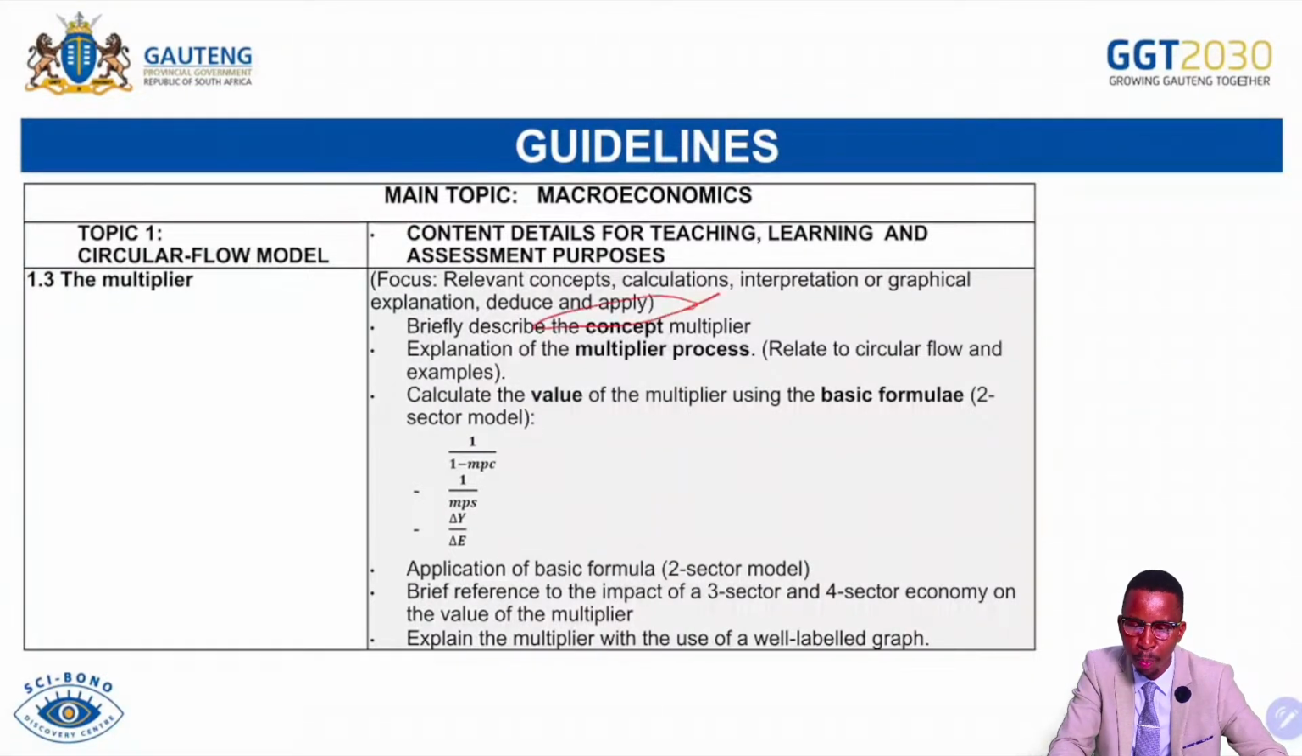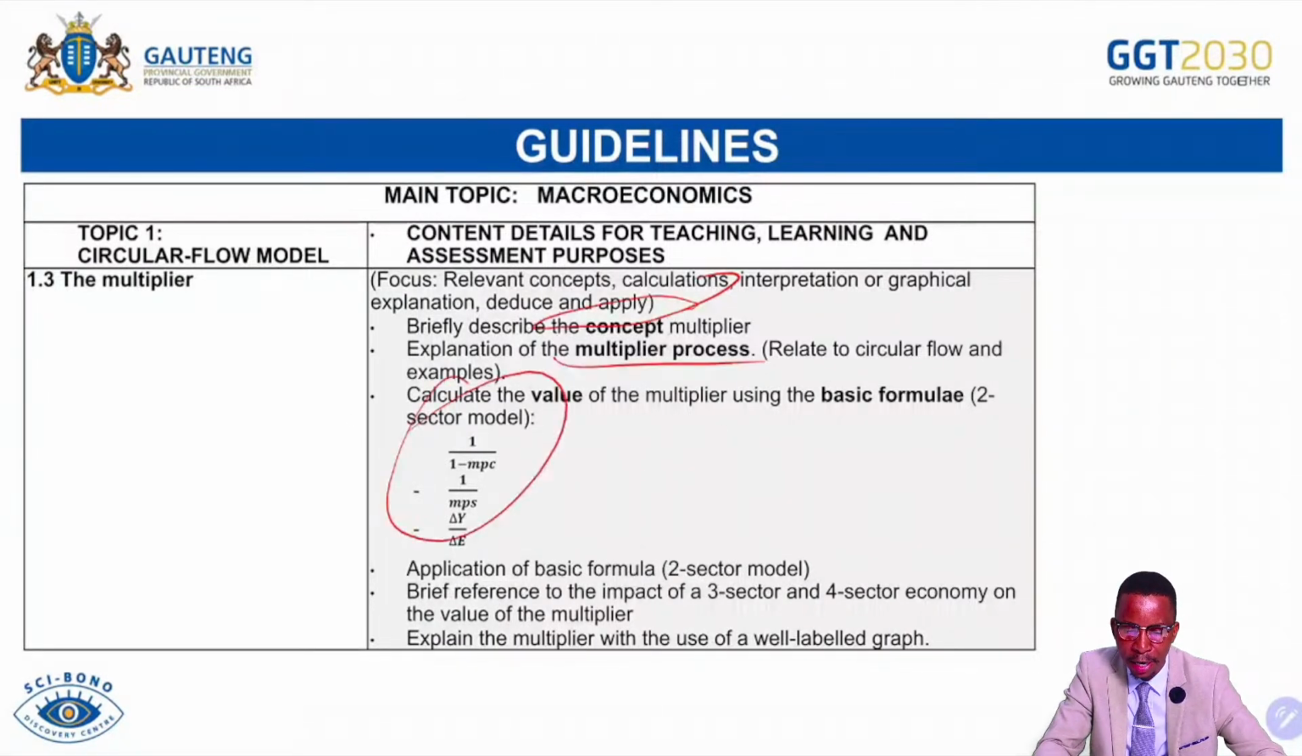That's why you have to know the multiplier concept, the multiplier process, and then the calculation of the multiplier. You must also be able to calculate the multiplier in three ways, which are the three formulas, where we say K equals 1 over 1 minus MPC, or K equals 1 over MPS, or K equals change in income over change in the injection.